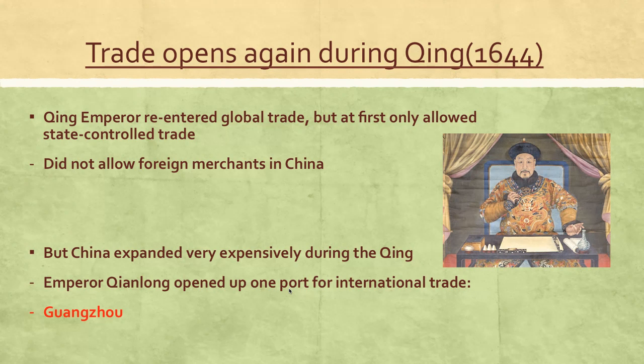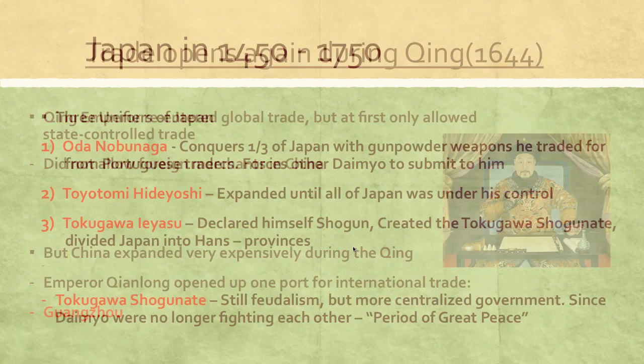And foreign merchants desperately want to come into China for all the wonderful wares that they have. And therefore, there's going to be a big competition over the one port that is open to foreign merchants, which is Guangzhou. And Guangzhou is only open because Emperor Qianlong has spent so much money expanding China by land during this time period. And so, of course, this sets up the Opium Wars in the 19th century.